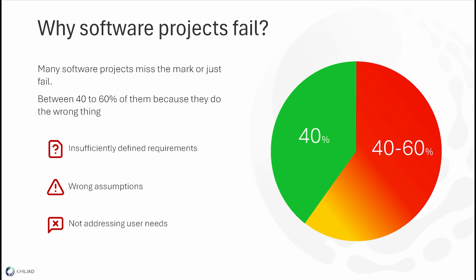We spend months and months sometimes building requirements for big projects. I've seen personally the requirement building phase can take 4, 5, 6 months. And even then, the projects end up not delivering. So why is that happening?